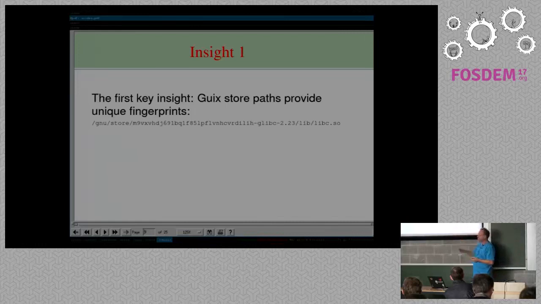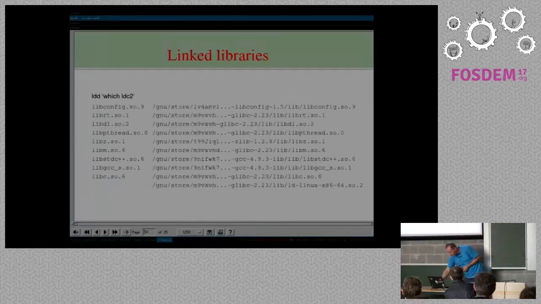So what about just patching these files with something new? If you look at LDC2, which is a compiler, and you look at the shared libraries that it uses, you can see this pattern of hash values. All fingerprints. Some of them are shared, like the glibc ones.